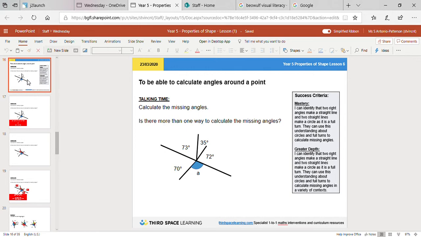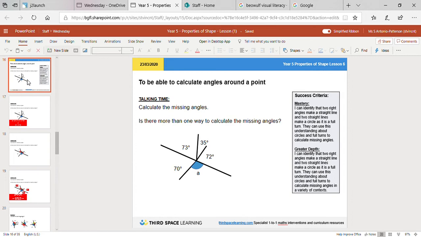So this is where we are commencing today. Today, you should be able to understand that two right angles make what? I know we discussed this before the holidays. Yes, two right angles make a straight line. Similarly, two straight lines make a full turn. So we should be able to find that comparison and use that to help us.